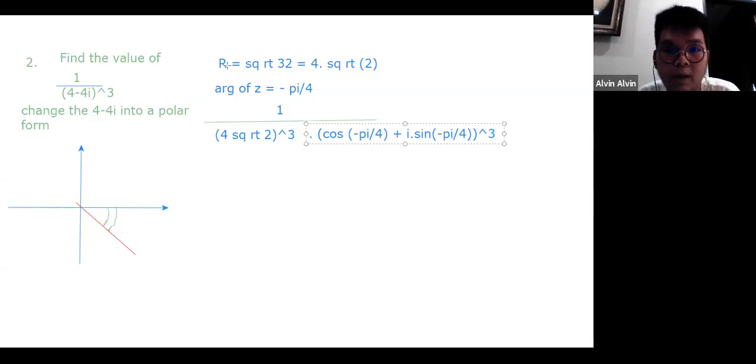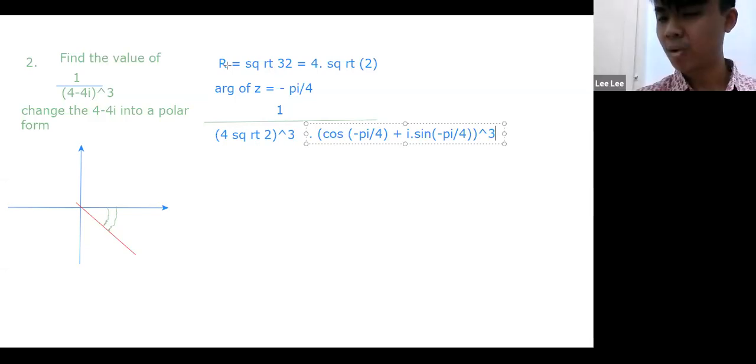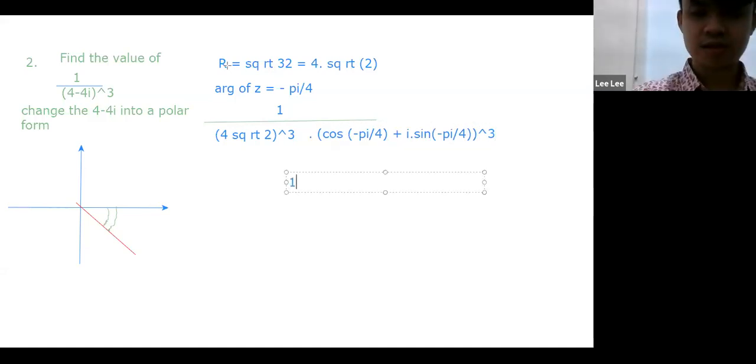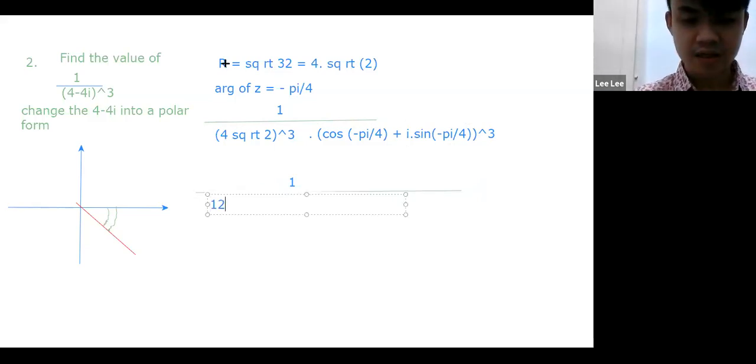So the 1 we just leave it. Yeah, correct, just leave it. So continue again, expand again. So now you have 1 over, if you expand the 4 square root 2 cubed, right? It will give you 128 square root 2. You understand what I'm doing?